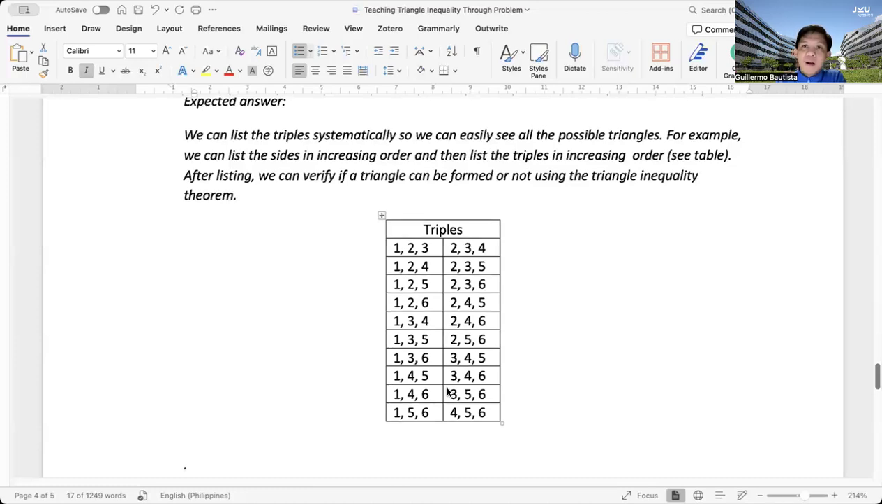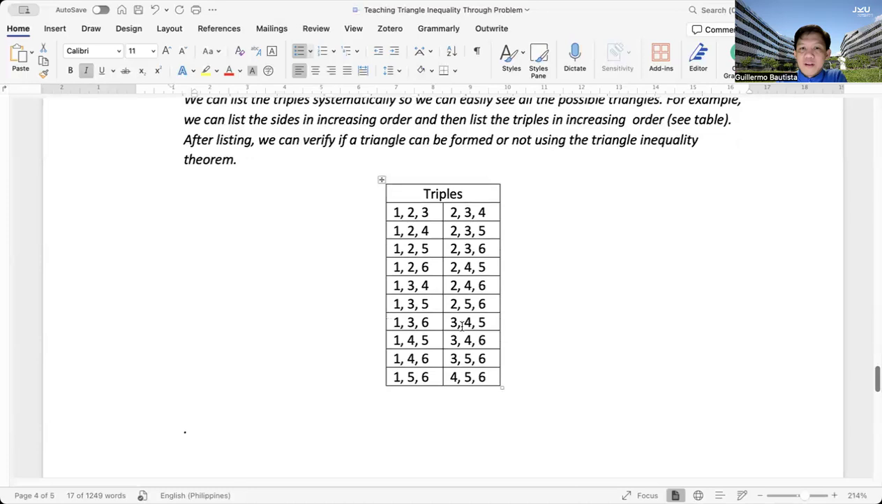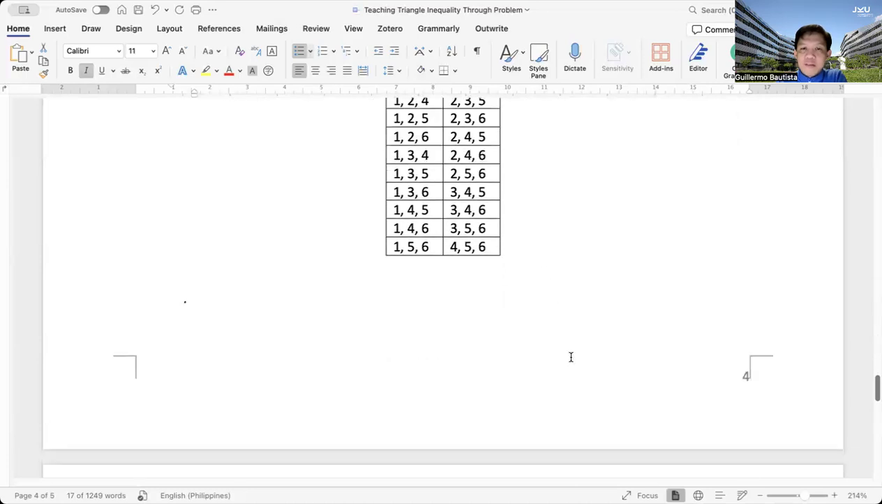So it is our duty to, should I say our duty? Yeah, it is. We have some leading questions so that they will be able to list these triples in a systematic way.